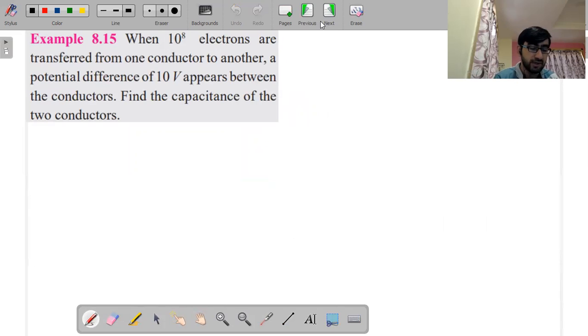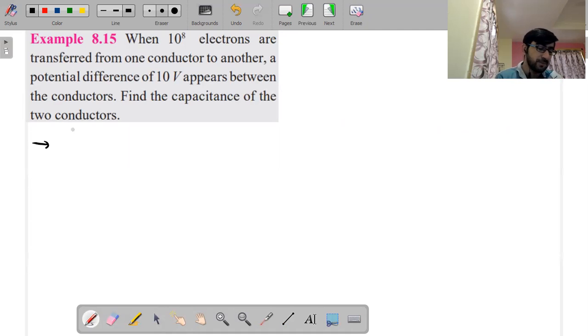Let's move to the next question, 8.15. और इन 8.15 ये भी बहुत इजी क्वेश्चन है। Let's see what they are saying. Just a minute. So in 8.15: when 10 power 8 electrons are transferred from one conductor to another, a potential difference of 10 volt appears between the conductors. Find the capacitance of the two conductors.